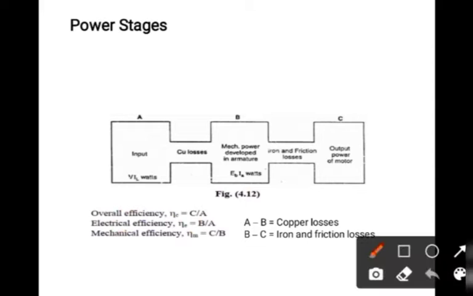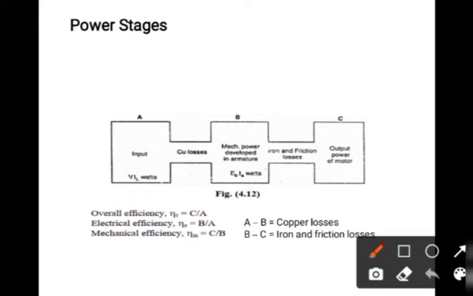After that, power is wasted in iron and friction losses. Due to the rotation of the armature, iron and friction loss takes place, and after overcoming the iron and friction loss, the remaining power is available at the shaft of the motor, that is the output of the motor, and the output of the motor is mechanical energy. Consider one example.